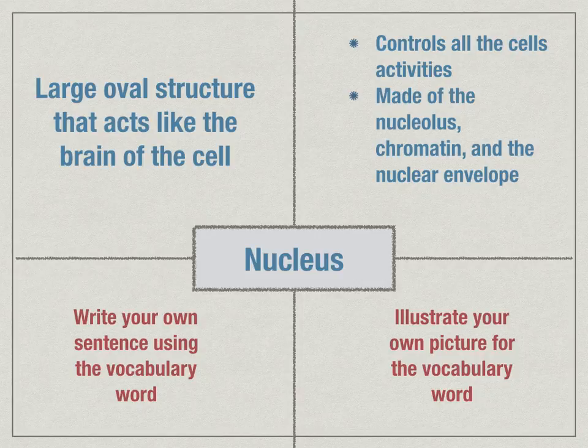The next vocabulary word is nucleus. Nucleus is the large oval structure within the cell, and it acts like the brain of the cell. So this controls all the cell's activities. It's made of the nucleolus, chromatin, and the nuclear envelope.